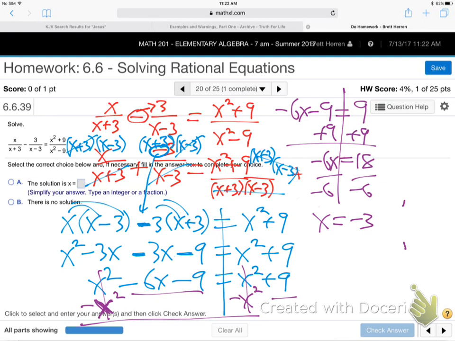But after all that good and hard work, any answer that makes the denominator 0 in the original is a no way. That's the big no-no in math. Denominators can't be 0. So if you go back to this denominator right here and put in minus 3, minus 3 plus 3 is 0 in that denominator. Now, this is no solution. This is another dumb problem. I didn't realize it. So make a note.